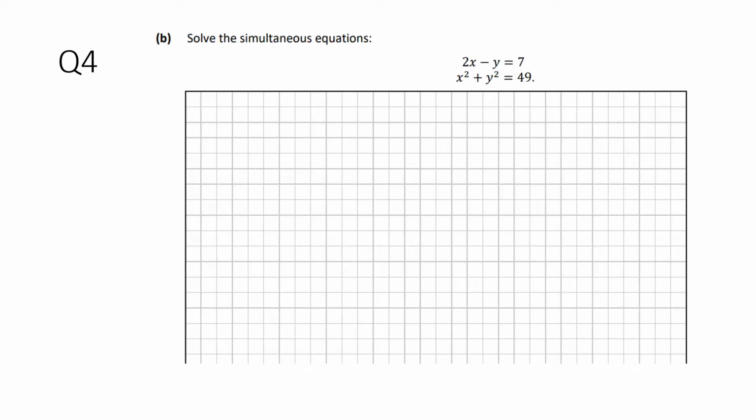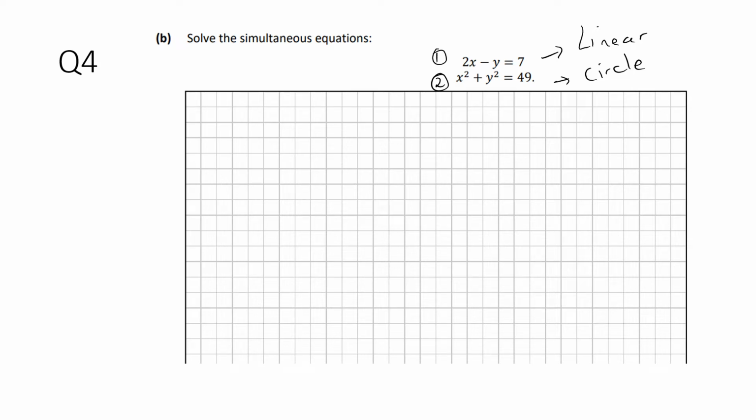For part B here, so you have simultaneous equations. You can see that the first one is linear and the second one is actually a circle. Okay, so you can see that it has squares on the x and the y. So what you want to do here is, with the first equation, you want to rearrange the first one. So you either want to make x or y the subject.